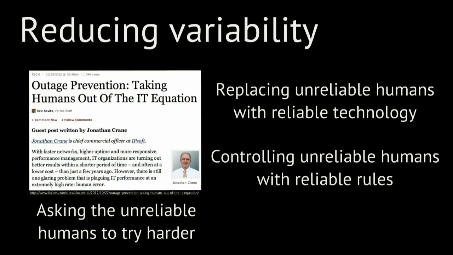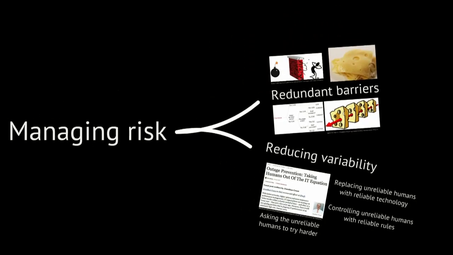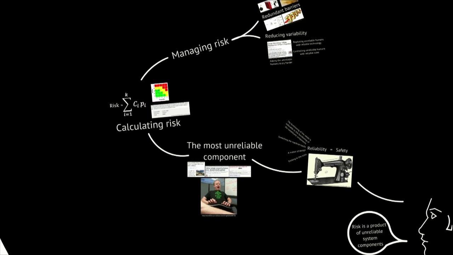We could also control you or replace you by more reliable rules, or simply ask you to try harder, to be more reliable, to appeal to your motivation, for instance. That's also a quite popular risk management strategy to use when constructing risk as a product of unreliable system components. So those two strategies, the use of redundant barriers and reducing variability, are the most typical ones used when constructing risk as a product of unreliable system components.